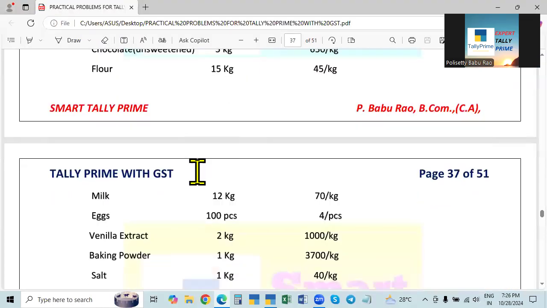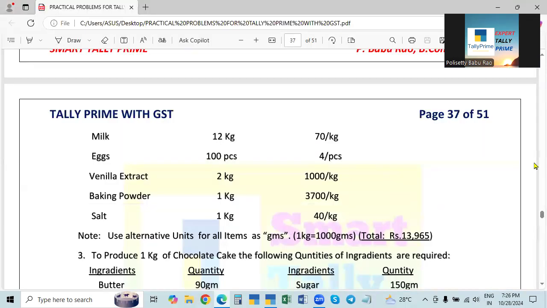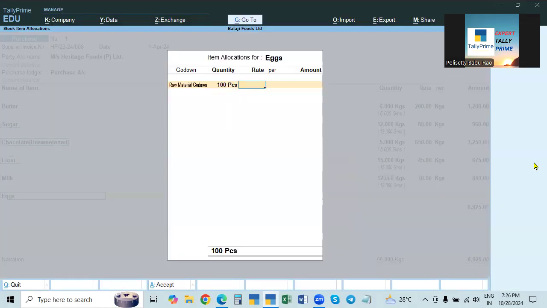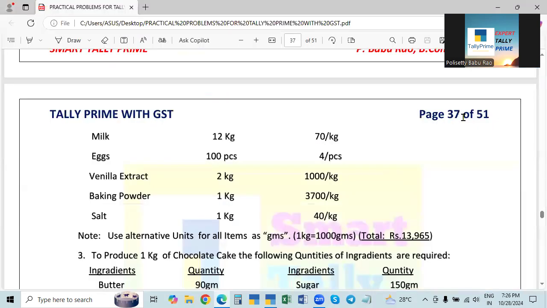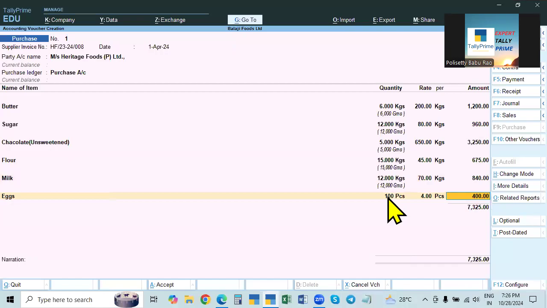Okay. The next one is eggs. Eggs, raw material godown. The quantity is 100 pieces. There is no alternate unit, that's why there is nothing in brackets. Rate is 4 rupees per piece. Per piece, there is no alternate unit.